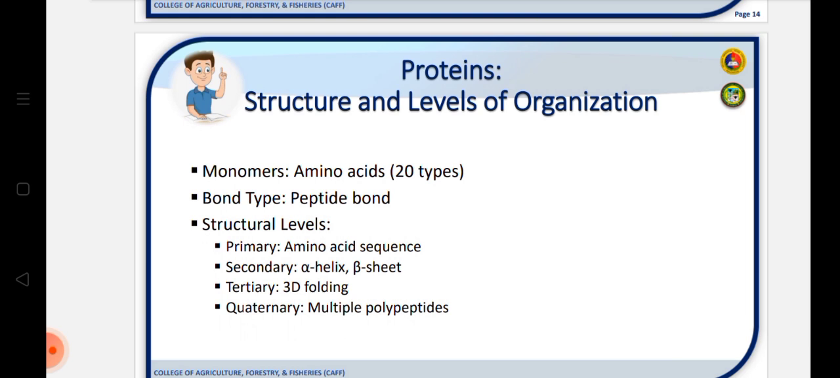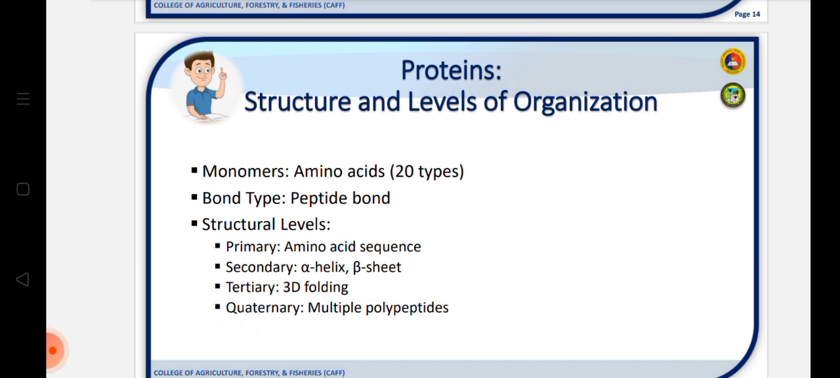Let's now explore proteins, arguably the most functional, diverse biomolecules in living systems. From enzymes to structural components, proteins are involved in nearly every biological process. Proteins are made up of amino acids. There are 20 standard types, each with a unique side chain that determines its chemical behavior. These 20 amino acids are linked by peptide bonds.